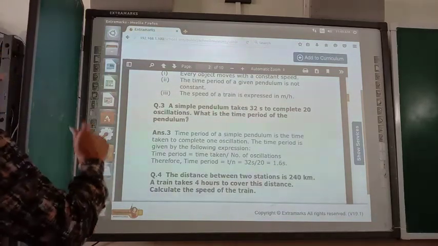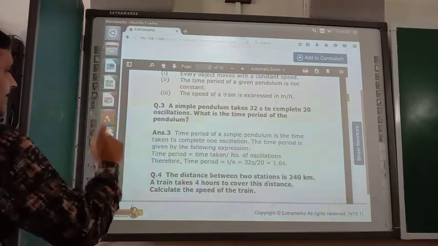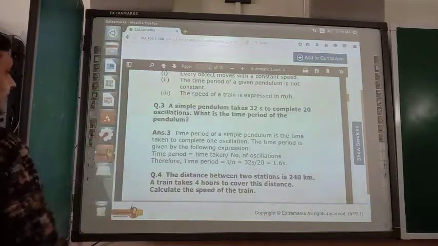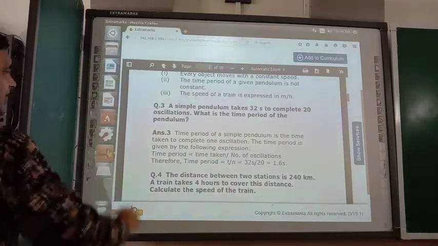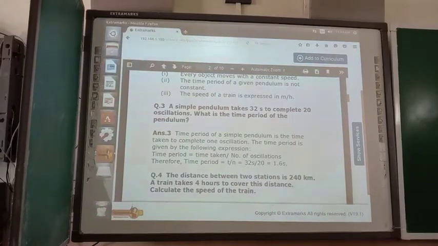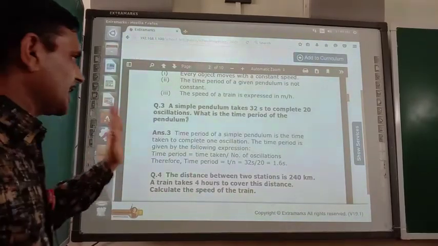The time period of a simple pendulum is the time taken to complete one oscillation. The time period is given by the following expression: time period equals time taken divided by number of oscillations. You have already noted down this formula. So 1.6 seconds will come. Till question number 3 I have completed. The remaining exercise I will complete later on.